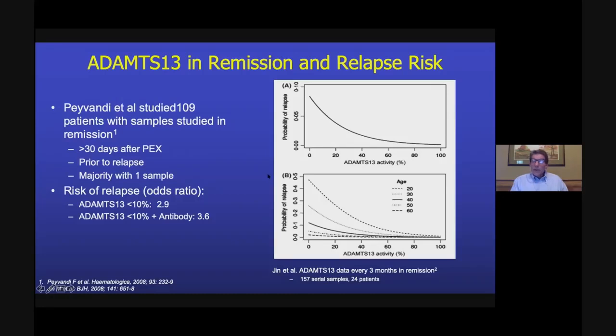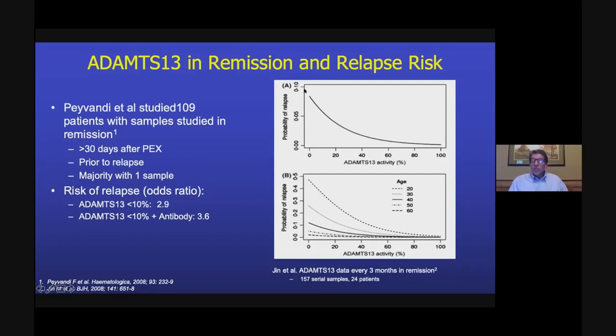If you look on this right side, this is another way of looking at the same thing. And these data are about 10 years old from our group. But what we did was follow people every 3 months and measure their ADAMTS13 activity. And what this measures is the ADAMTS13 activity and the probability of relapse. So this is everybody. And the lower the ADAMTS13 activity was in remission, the greater the risk of relapse in the following 3 months. But the risk isn't terribly high.